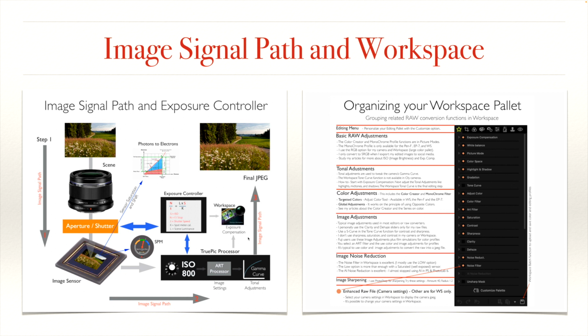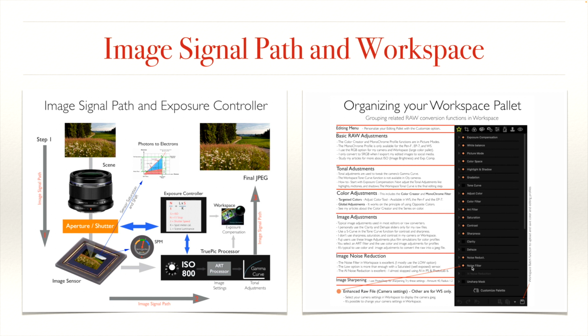Then you have, probably at this point here still, because we're still looking at the art processor and the gamma curve here, tonal color adjustments, where you can do targeted colors with a color adjust tool, or global colors like with the color creator in here. You'll find the color creator in the picture mode. And then you have typical image adjustments like saturation, contrast, sharpness, and then you do your noise filter.